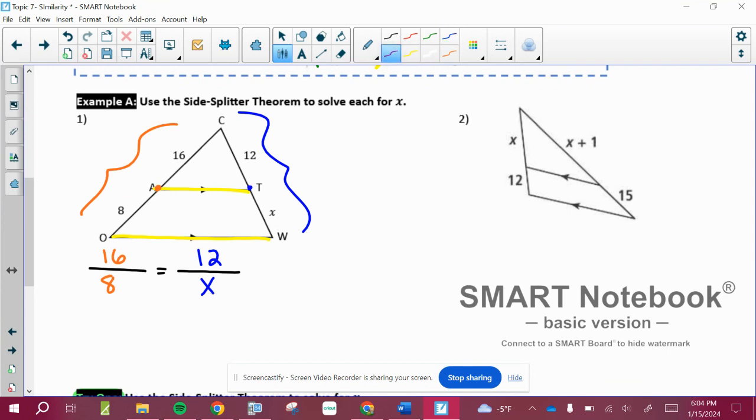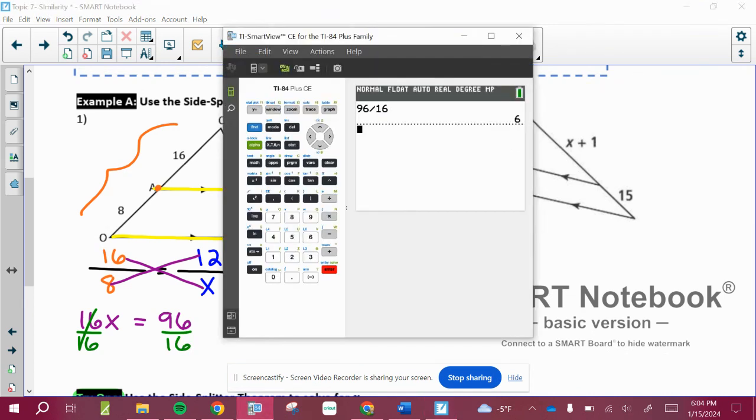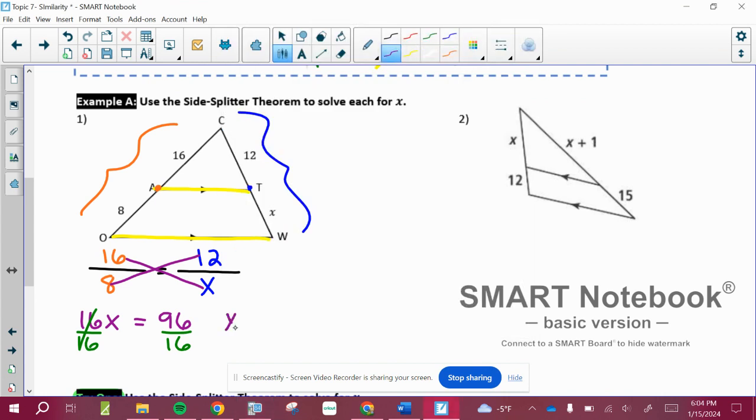And then we use our cross multiplying. 16 times x is 16x. We set that equal to our other cross product, 8 times 12, which is 96. To solve for x here, it's just a quick little one-step equation. We just divide out the 16, and we should be getting 6. So on this question, x equals 6. Done. Okay, so side splitter theorem: it splits the sides into proportional parts.